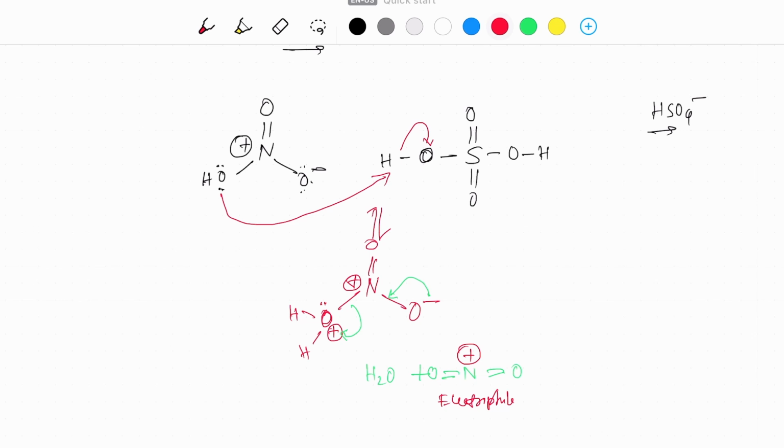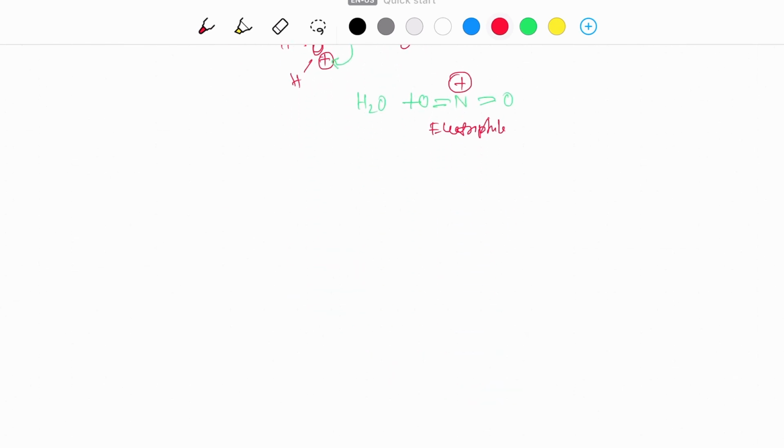Now we have our electrophile. Now we already have a positive charge. That means that it is a strong electrophile. That means it is much more electron poor. Now our benzene can act as a nucleophile.